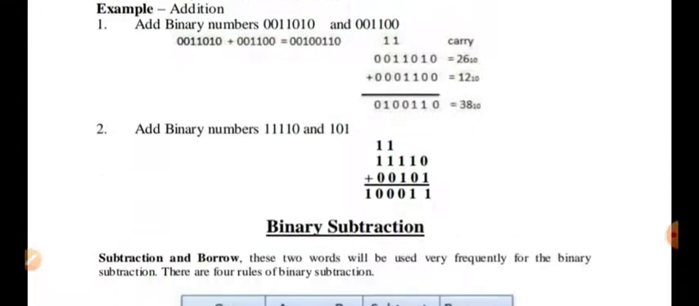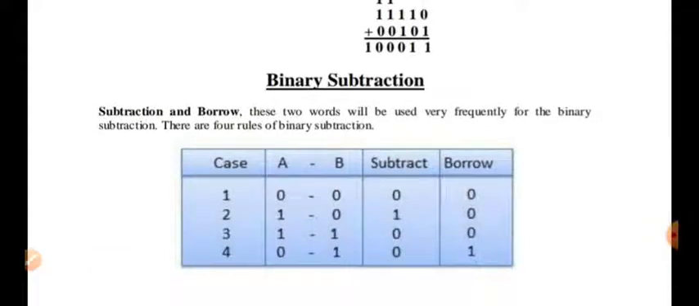The next one is binary subtraction. There is some rule for binary subtraction also. Subtraction and borrow, these two words will be used very frequently for binary subtraction. There are 4 rules of binary subtraction. The first one is 0 minus 0. It will always give you a 0 and there is no need to take any borrow. Then the next one is 1 minus 0. It will give you 1 simply and no borrow is required.